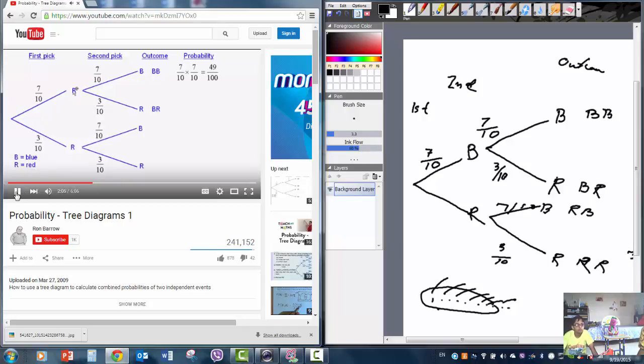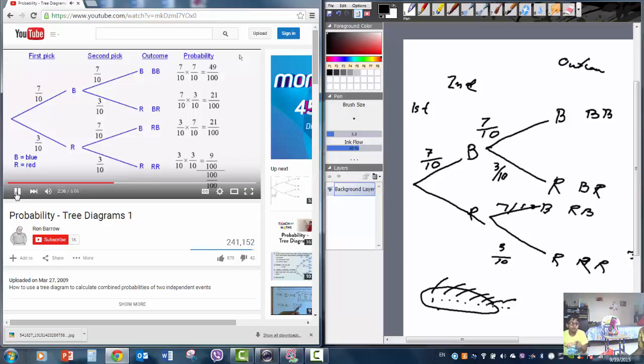The next branch is first blue, then red, BR for short. 7/10 times 3/10, 21/100. This branch here is first red, then blue, RB, 3/10 times 7/10, 21/100. And the fourth one is two reds, first red, second red, 3/10 times 3/10, 9/100.